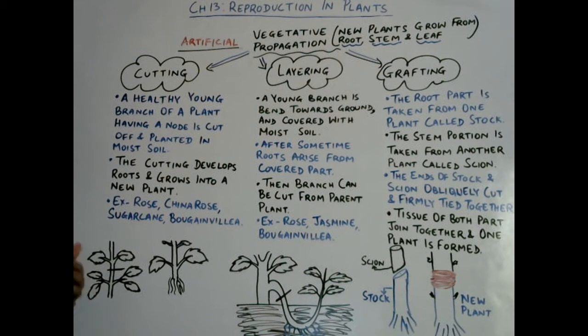So the basic purpose of artificial vegetative propagation is to grow the desired variety of plant, the plant that we want, not each and every plant, the desired variety. Like if we like the flowers of some plant, or the quality of fruit or color of flower, accordingly we have to choose that, and after choosing it can be developed by all these methods. So this is artificial vegetative propagation.